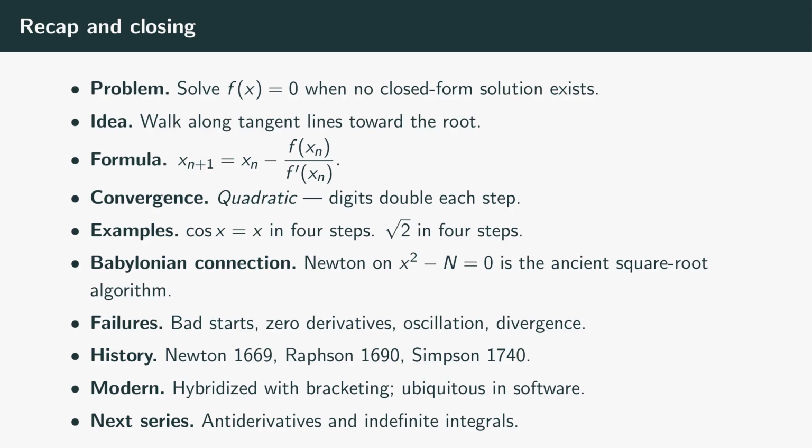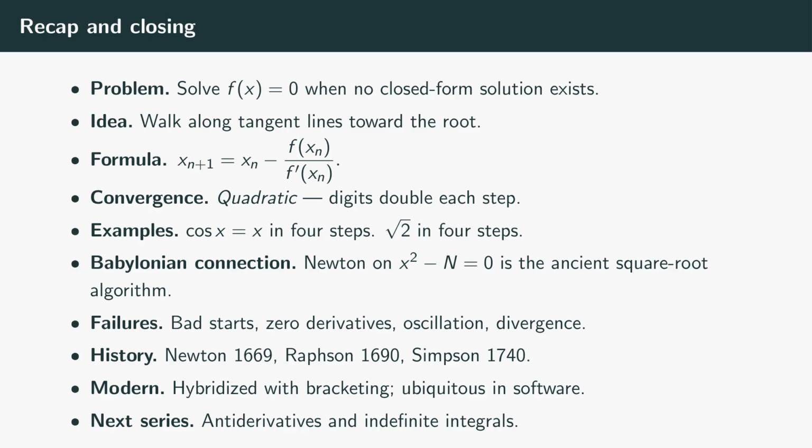Where we landed. Newton's method solves f of x equals 0 when there's no formula by iterating the tangent line root. The formula is x sub n plus 1 equals x sub n minus f of x sub n over f prime of x sub n, derived in 3 lines from the point-slope tangent. Convergence is quadratic. The error squares each step, the digits double, provided the starting guess is close enough and the root is simple. We solved cosine of x equals x in 4 iterations and recovered the Dottie number.